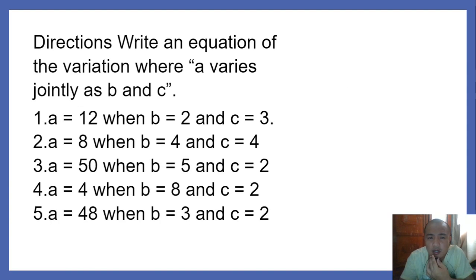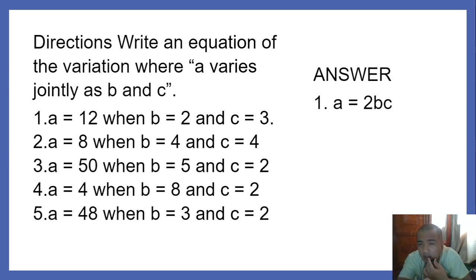Write an equation of variation where A varies jointly as B and C. Okay, joint variation involves two or more variables, A and B and C. So for number 1, A equals, how do we solve for the constant of variation? You just divide 12 by the product of B and C, which is 12 divided by 6, which is 2. So A equals 2BC.